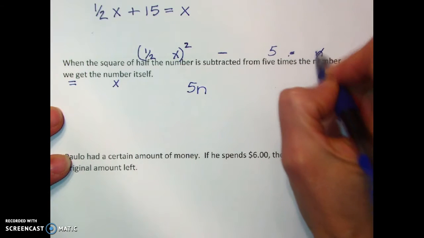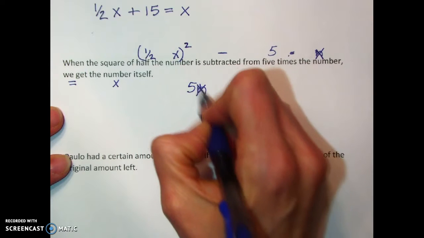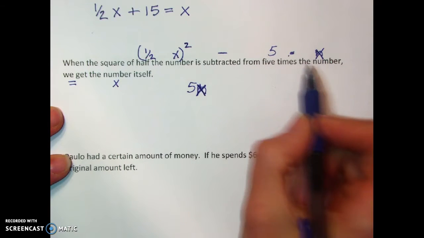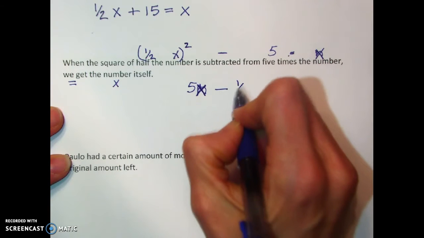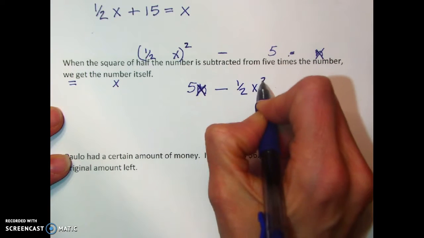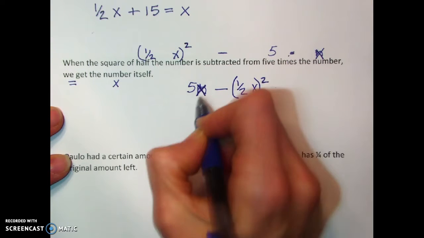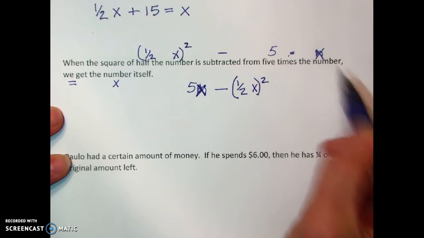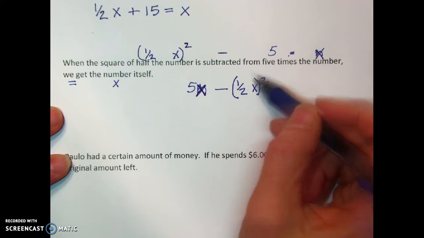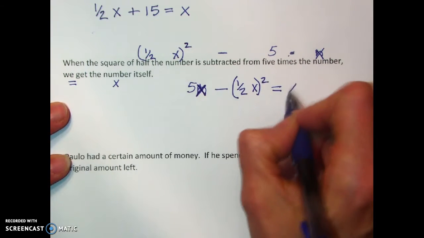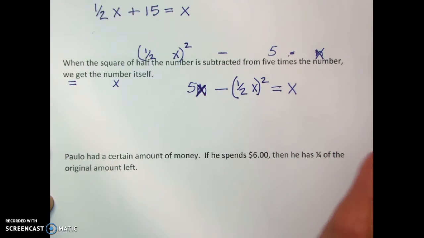I guess x is what we should be using. We can't switch variables here. So we want the 5x to come first. So 5x minus 1/2 x squared. Now we have to keep that in a parenthesis, otherwise we are only squaring the x and not the half. It's all of this squared. Anyhow, we get equals the number x.